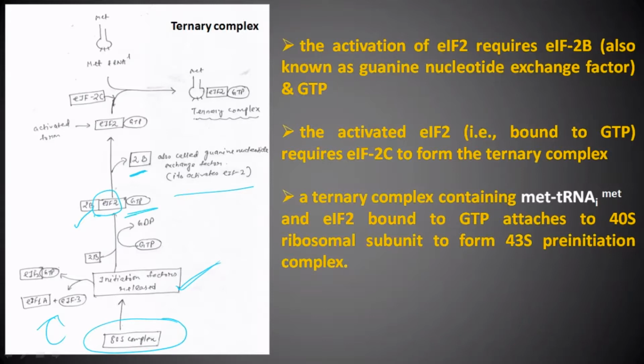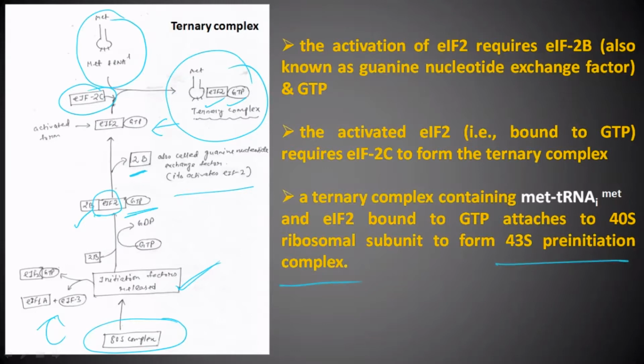So it activates EIF2, and then this activated EIF2, which is bound to GTP, requires EIF2C to form a ternary complex with methionine. And thereby a ternary complex containing methionine tRNA and EIF2 bound to GTP attaches to the 40S ribosome subunit, as I have shown you in previous slides, to form your 43S initiation complex.